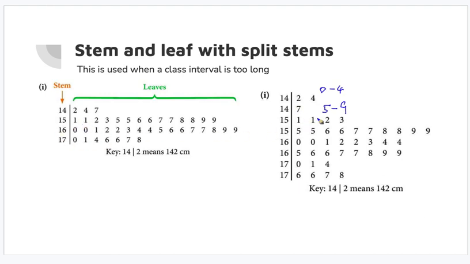Here, numbers from 1 to 3 go to the first stem. 5 onwards go to the second stem. The second stem is from 5 to 9. This is only done when the stem and leaf gets too long. So normally we don't do it if the stem and leaf has a short number of data.